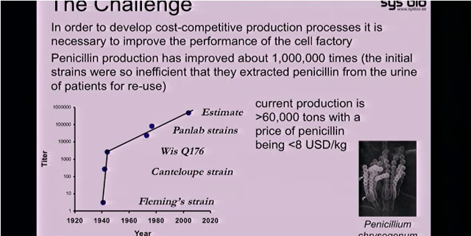So let's look at the penicillin process. Here is how much the original strain of Fleming that he isolated was producing of penicillin. It was producing a very small amount. And actually when they started the penicillin production process and went into the clinic, they had difficulties in getting enough of it. So they actually took the urine of those patients that they were treating and extracted penicillin out of that and reused it.